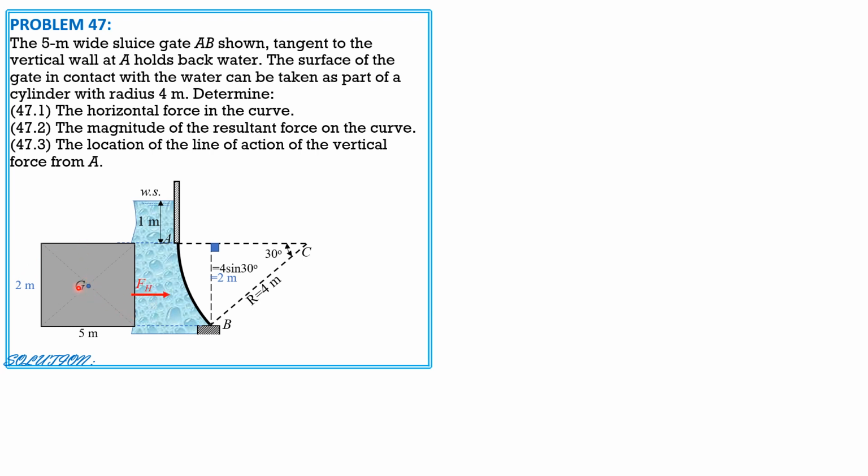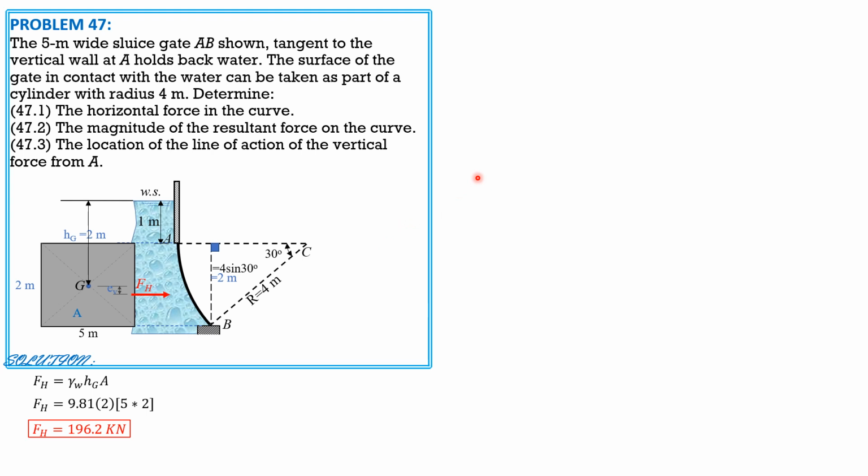Fh acts below the G at a distance e from G vertically. We call that e sub v. And this is Hg, which is 2 meters. So Fh is specific weight of water, Hg times area, or specific weight of water, h-bar times area, where h-bar is also Hg. So gamma of water is 9.81, Hg is 2, and the area is 5 times 2, as shown in the figure. So Fh equals 9.81 times 2 times 5 times 2. So Fh can now be computed. It is equal to 196.2 kilonewtons.